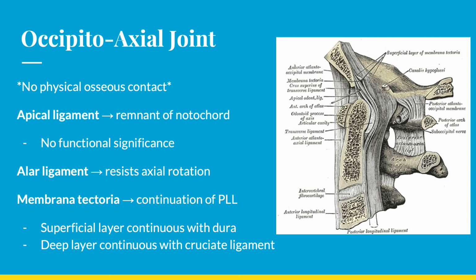And then your membrana tectoria. So that's going to be running along that backside. It's a pretty thick continuation of the posterior longitudinal ligament, and that goes all the way up. You can see a nice example of it on that diagram on the right. Then you want to know about the two different layers of the membrana tectoria and what their functions are. So your superficial layer is going to be continuous with the dura, which makes sense because it's more superficial and off of the bone a little bit. And then the deep layer is going to be continuous with the cruciate ligament.